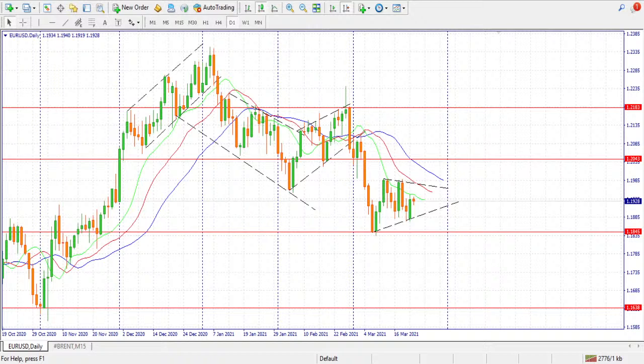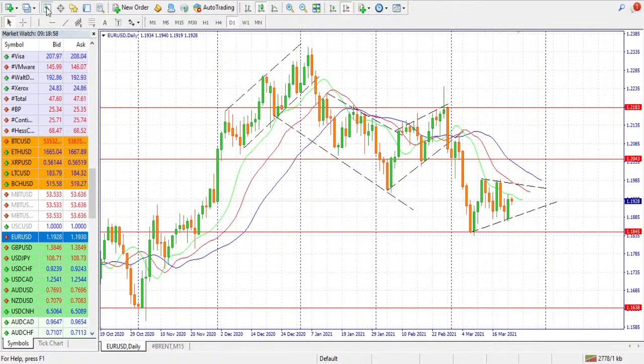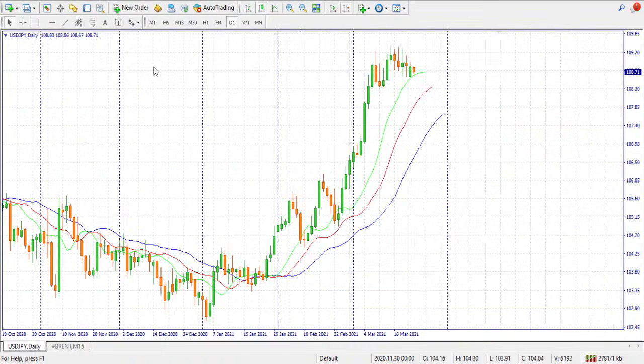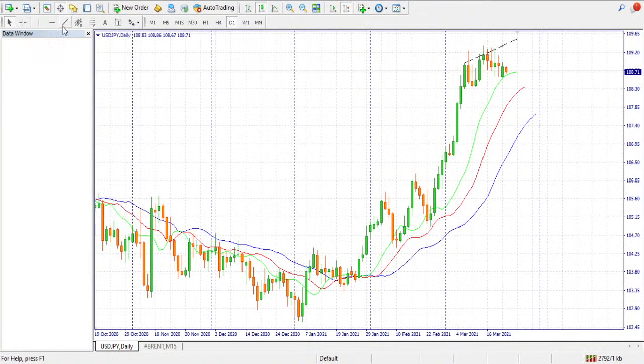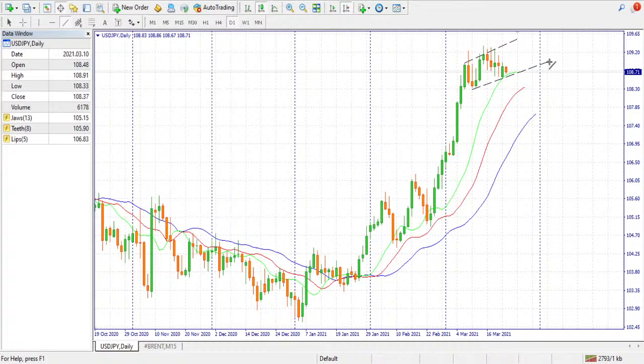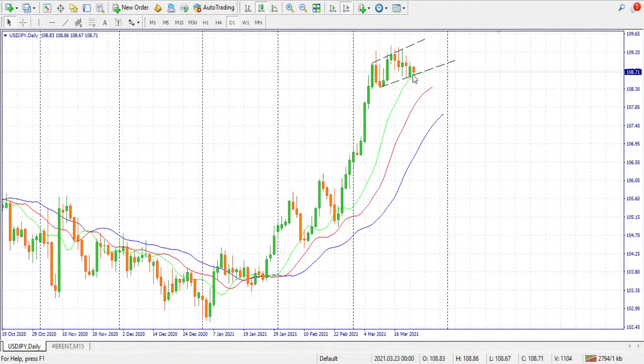So the next chart which I'd like us to look at is USD JPY. This chart also has some consolidation. Since the beginning of the month, we've seen price continue up, but as we are speaking now, you can see that we are struggling within some range. The price is not going above the upper trend line, and at the same time, the price is not going below the lower trend line.